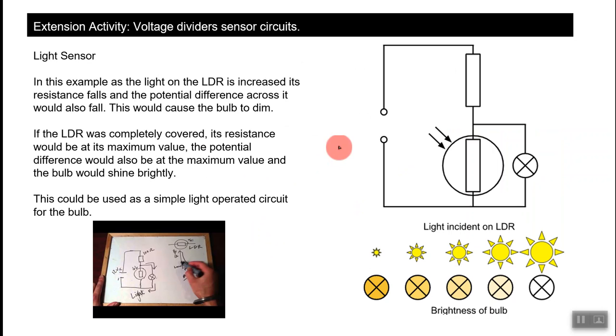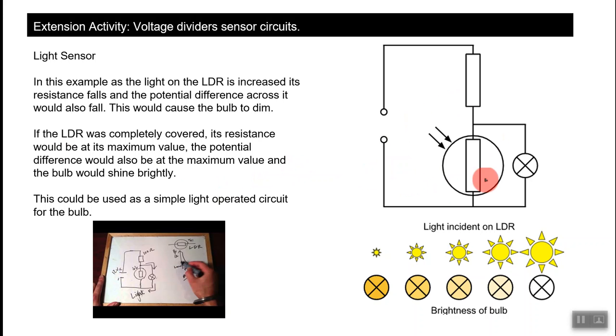This is a light sensor. In this example, the light on the light dependent resistor is increased. Its resistance falls, and the potential difference across it would also fall. This would cause the bulb to dim. If the light dependent resistor was completely covered, its resistance would be at its maximum value, the potential difference would also be at the maximum value, and the bulb would shine brightly. This could be used as a simple light operating circuit for the bulb.